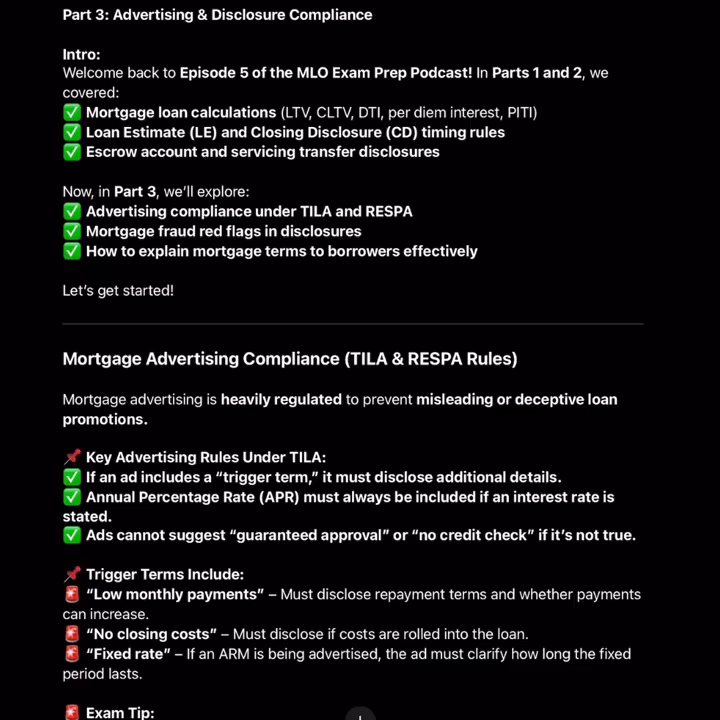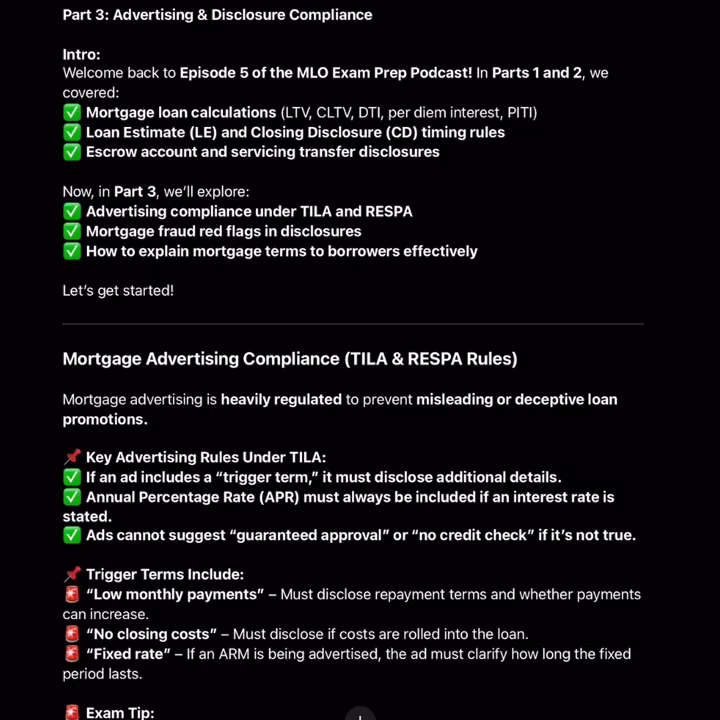In Parts 1 and 2, we covered mortgage loan calculations, LTV, CLTV, DTI, per diem interest, PITI, Loan Estimate (LE), and Closing Disclosure (CD) timing rules, escrow account and servicing transfer disclosures. Now in Part 3, we'll explore advertising compliance under TILA and RESPA, mortgage fraud red flags and disclosures, and how to explain mortgage terms to borrowers effectively. Let's get started. Mortgage advertising compliance, TILA and RESPA rules.